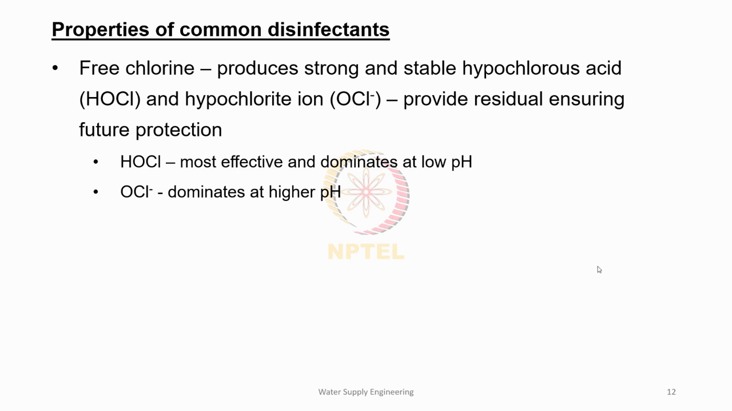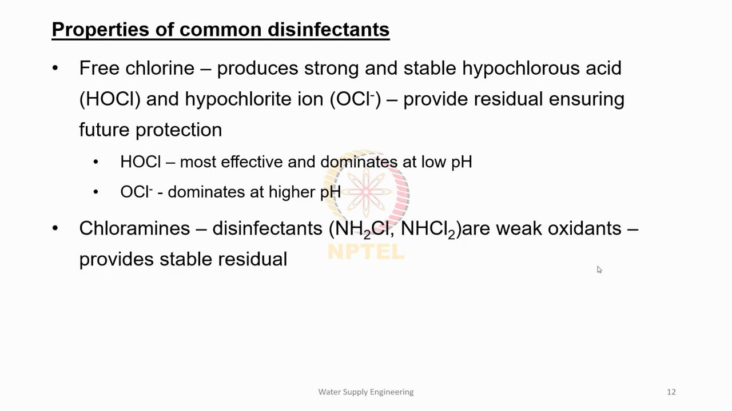When we add free chlorine to water, whether it will produce hypochlorous acid or hypochlorite ion depends upon the pH of the water sample. At lower pH, hypochlorous acid will dominate, whereas at higher pH, hypochlorite ions will dominate. The next one is chloramines.